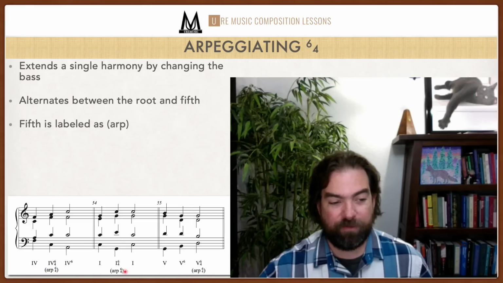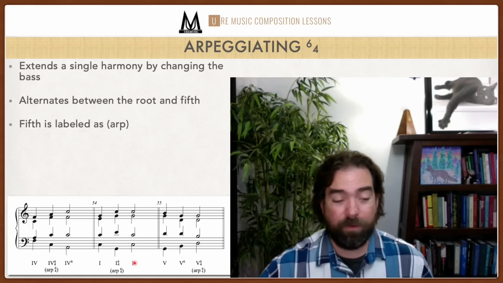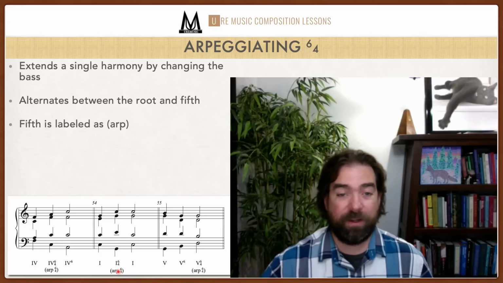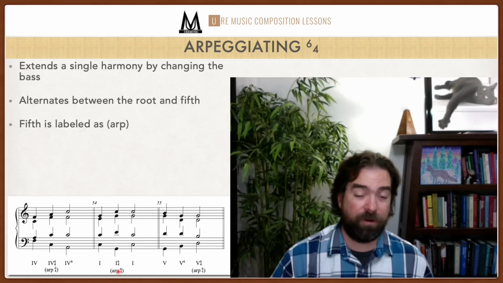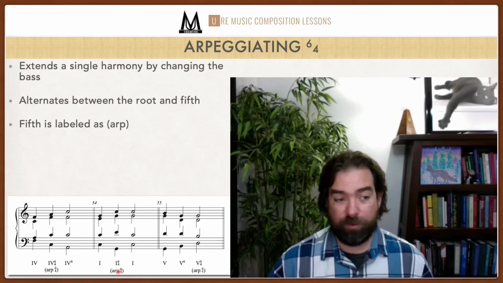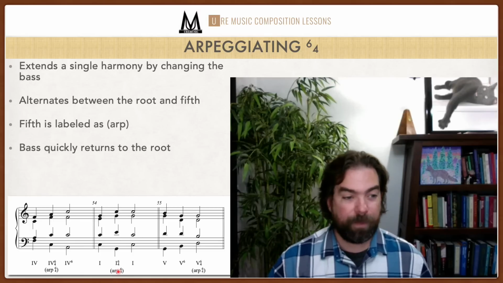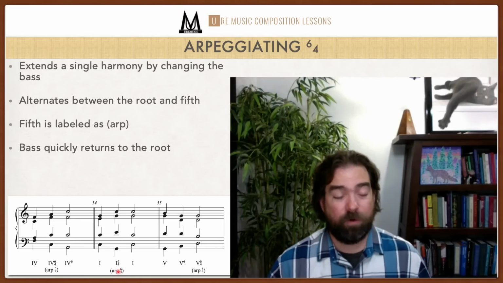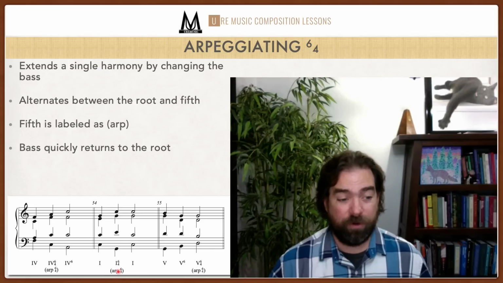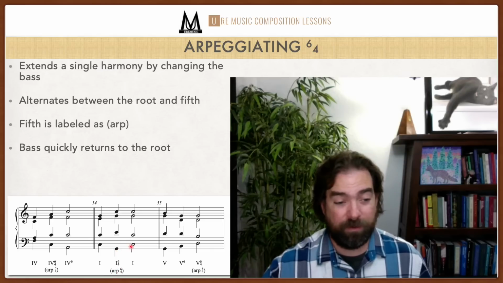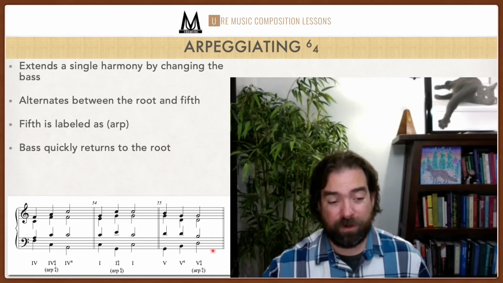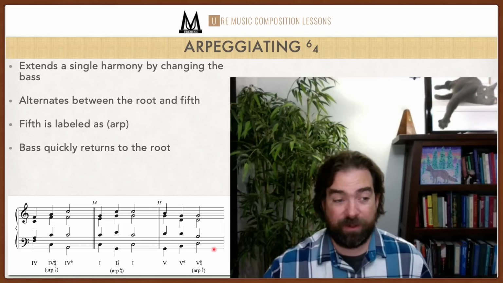So you just place it right below the ARP 6/4. You don't want to place it on the end of the measure. You want to indicate where the actual 6/4 chord is occurring when you're doing a Roman numeral analysis. The bass typically will quickly return to the root of the chord, as we see here. The bass goes right back to the root, and here we would expect this 6/4 chord to come right back down to a G most likely.